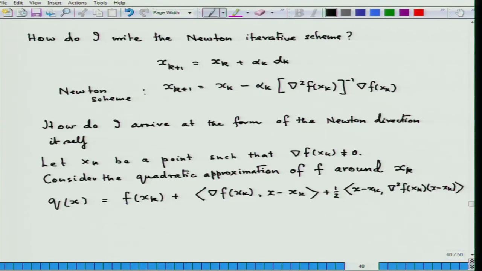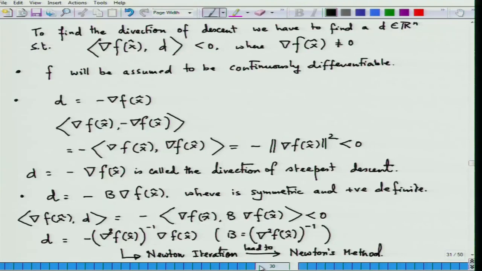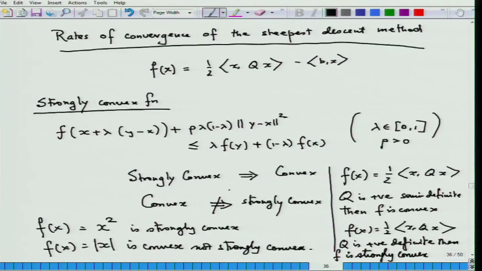Now, suppose I try to minimize this function. Instead of minimizing the original function, I try to minimize its quadratic approximation around x k. So, what sort of a function is this in terms of x? In terms of x, this is a strongly convex function. We have done a bit possibly about strong convexity. Let us go back and have a look whether we have spoken about strong convexity at all. So, we have not spoken about strong convexity. So, let us speak about strong convexity.